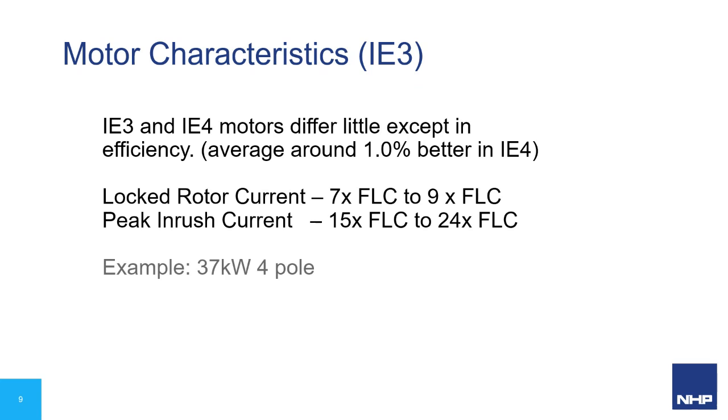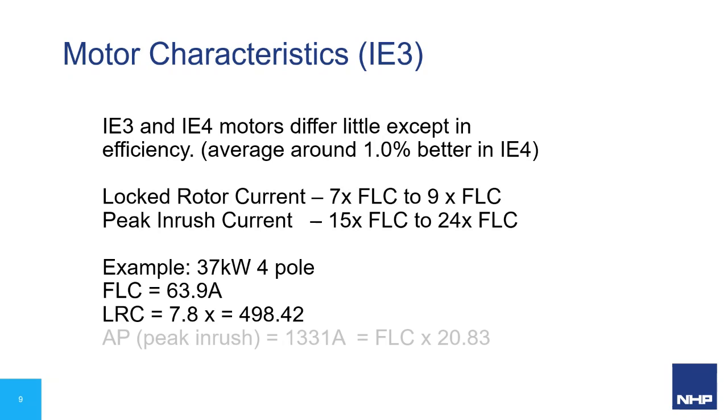Now, one specific example taken from a manufacturer's literature was a 37 kilowatt 4-pole motor drawing 63.9 amps full load current. The locked rotor is quoted at 498.42 amps, or 7.8 times full load current. The AP, or peak inrush, is quoted at 1331 amps, or 20.83 times full load current. Now, motor manufacturers are not compelled to publish the peak figures with their other data, and sometimes it's very, very difficult to obtain the official figures.